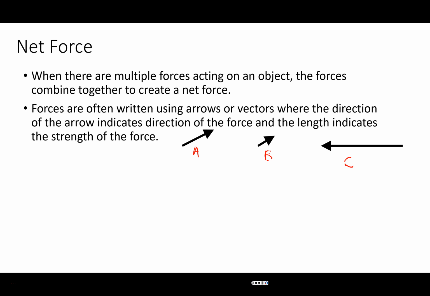Yep. So forces have what we call magnitude. The longer it is, represented with a vector, the stronger the force. And then they also have direction. Forces have both magnitude and direction.